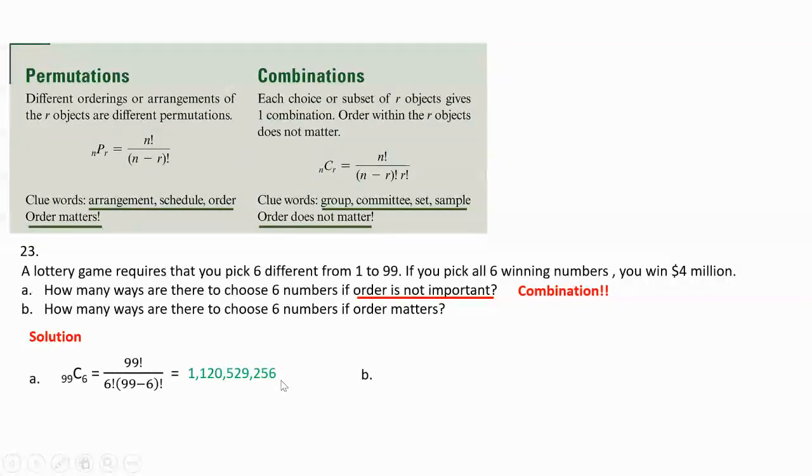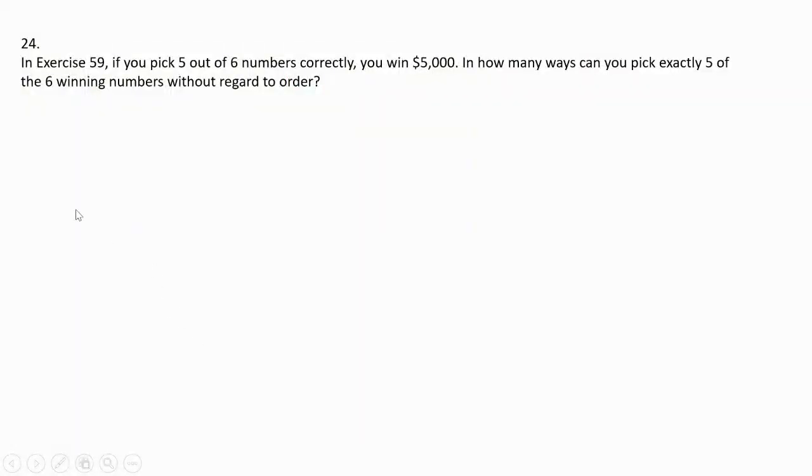1,120,529,256. For part B, the order matters, so it's going to be permutation. So it's going to be 99 permutation 6, which is going to give you 806,791,064,320. What a big difference, right? From order matters, which is permutation, to order does not matter, which is combination. It's a big difference there.